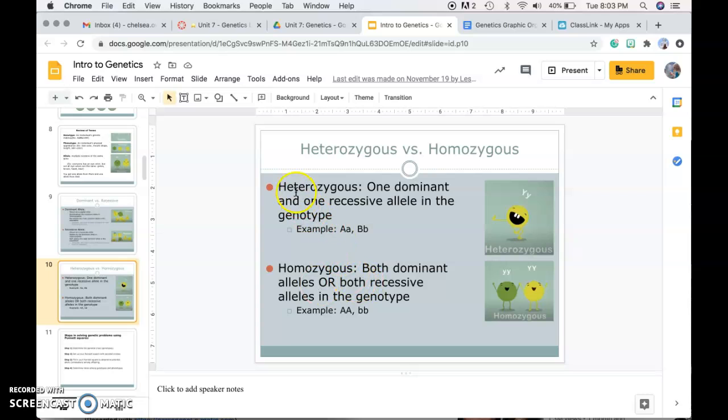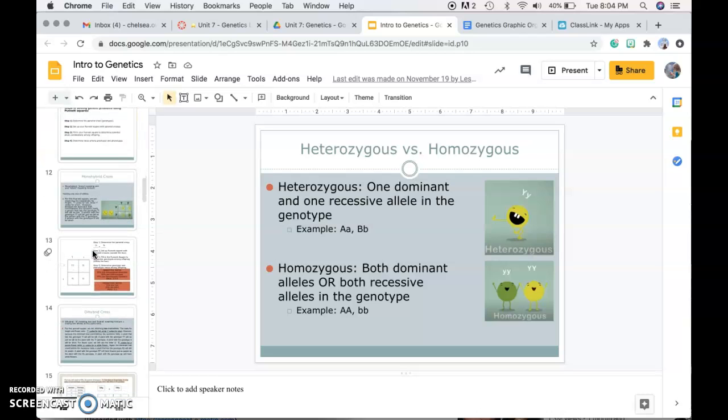Heterozygous and homozygous, the difference is heterozygous is different. Hetero means different, so when you're talking about a heterozygous genotype, you're talking about 1 dominant allele and 1 recessive allele. Homozygous, homo means the same, so when we say homozygous, we have either 2 recessive alleles or 2 dominant alleles. So long as they're the same, it's homozygous. You can be homozygous recessive or homozygous dominant, or the third option is heterozygous, and that's 1 of each.